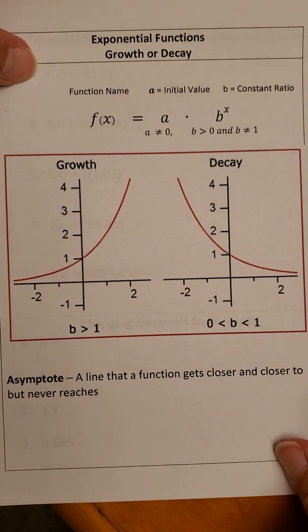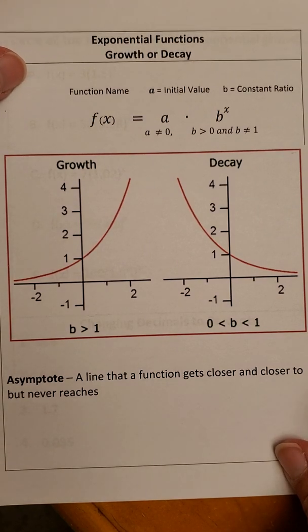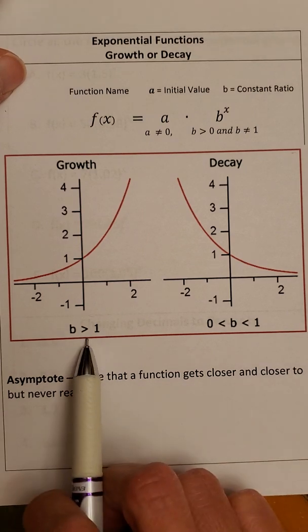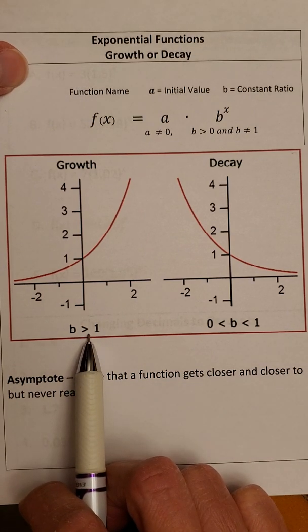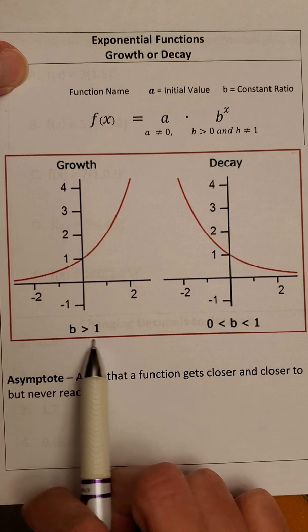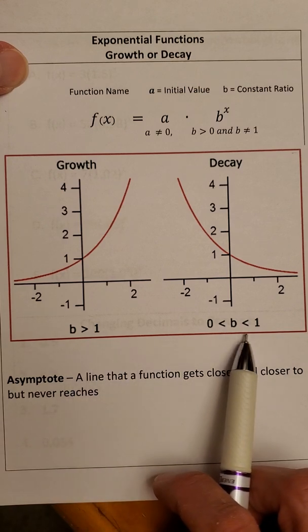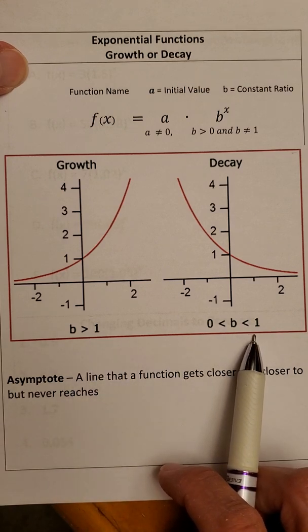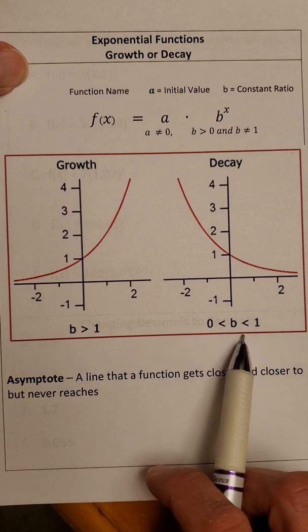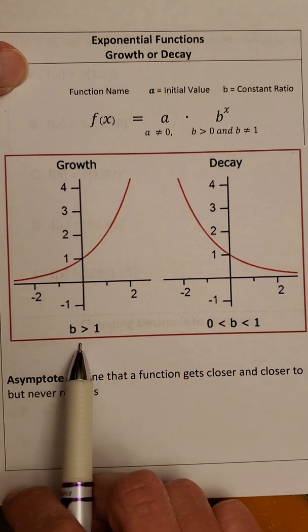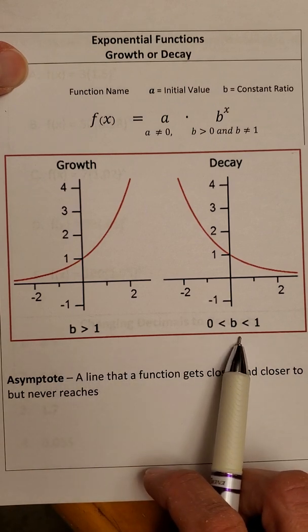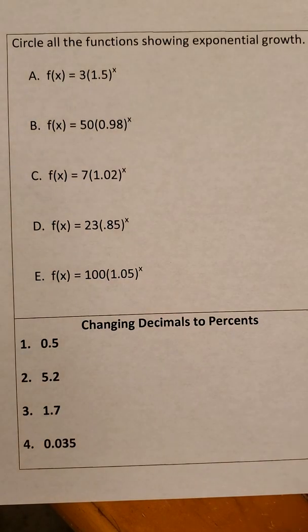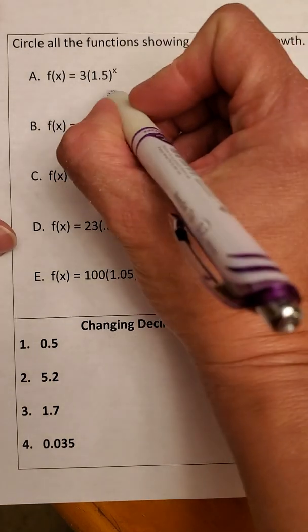So let's take a look at how we can tell whether a function is growth or decay. The key is when b is greater than 1, it's growth. When b is between 0 and 1, it's decay. That is the key right there. If you remember those two things, bigger than 1, growth, between 0 and 1, decay, you'll be golden. We're just going to circle all the exponential functions that deal with growth. So really we're just looking at that constant ratio, that b value.